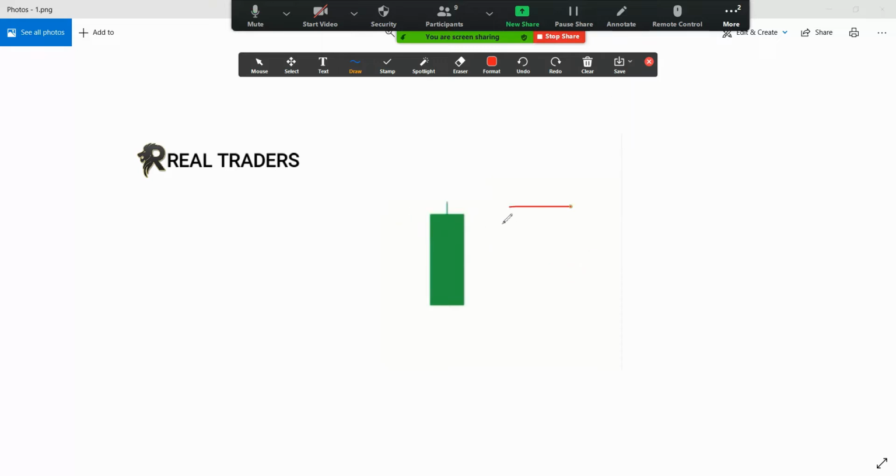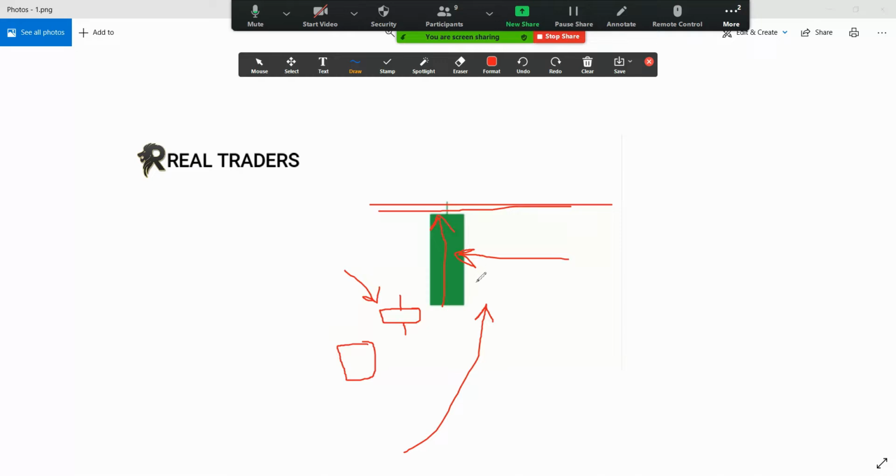But if suppose this is an uptrend, and you see a condition like this, a weak candle here, and suddenly you are seeing a very strong buyer's candle, a weak bullish candle and suddenly a very strong bullish candle.